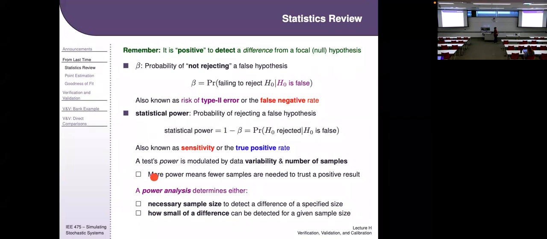So a test's power is modulated by how variable the data is and how many samples you've taken. So we're going to do power analysis in part 2 of your homework. And that power analysis helps you determine either how big of a sample size you need, or for a given sample size, how small of a difference can be detected without taking another sample. So any questions about these terms, power and its relationship to type 2, or any of the rest of this?